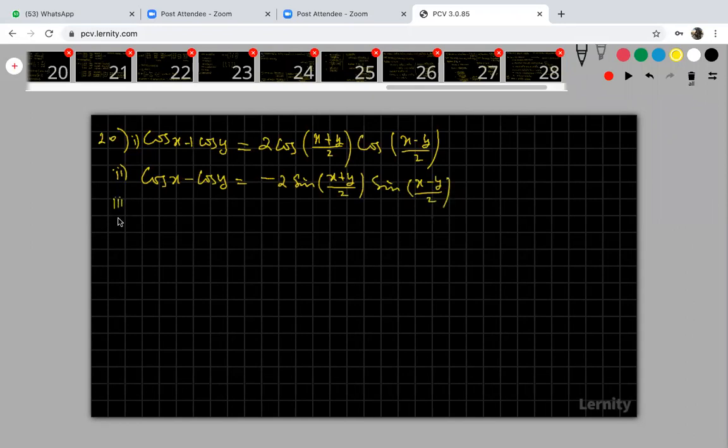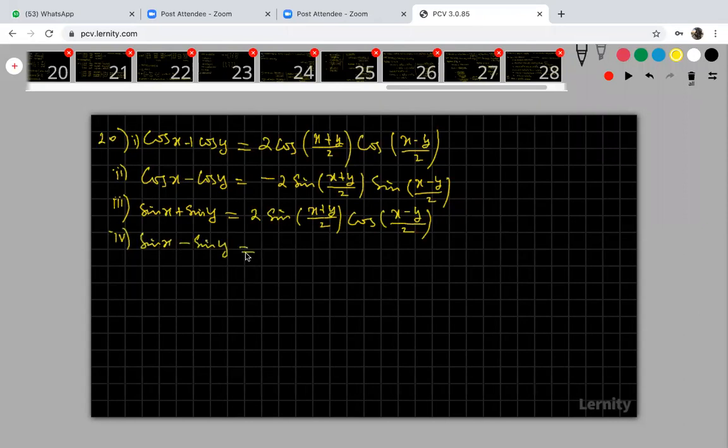And the third one, sin x plus sin y equal to 2 sin of x plus y by 2 cos of x minus y by 2. And the fourth one, sin x minus sin y, is 2 cos of x plus y by 2 into sin of x minus y by 2. All these we are going to prove now.